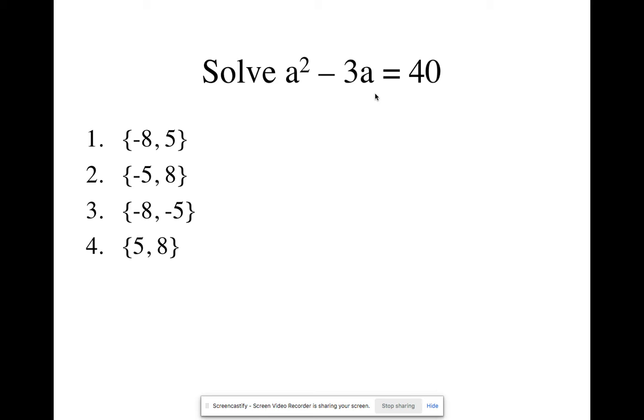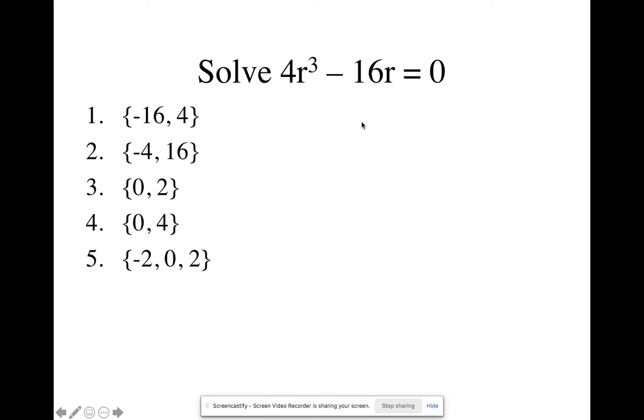And you have to ask yourself, what numbers times each other will give you negative 40? Well, I know for a fact that 5 times 8 will give you 40. But now that we have a negative 3a, we know that our negative number has to be larger than our positive number. So therefore, it's going to be negative 8 times 5, which is, again, still negative 40. But negative 8 plus 5 is going to give you a negative 3. And so we're going to have a minus 8 and a plus 5. Set those equal to 0. So 8 and negative 5 are your answers. So therefore, the answer is 2.